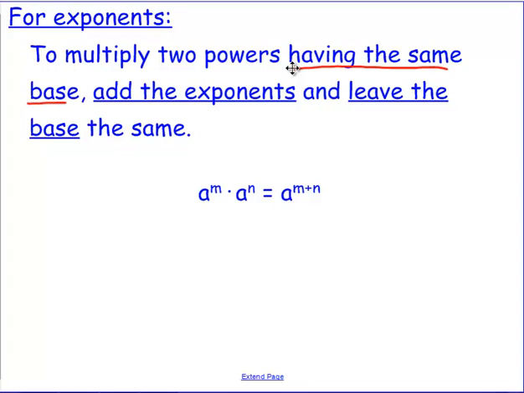Using algebra, you have a to the m times a to the n. The base is a, the base stays the same, and then we add the exponents. Base stays the same, add the exponents when multiplying. Let's get to some examples.